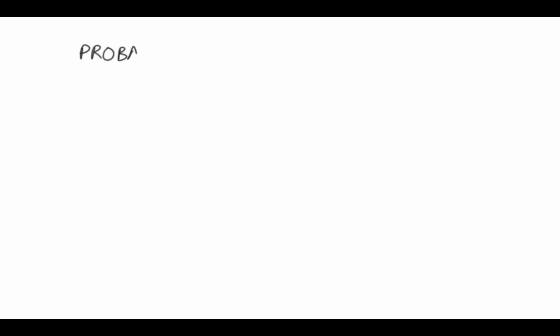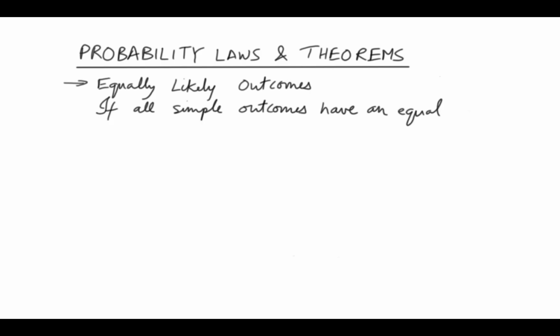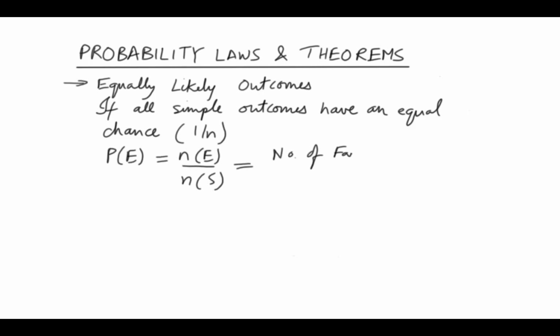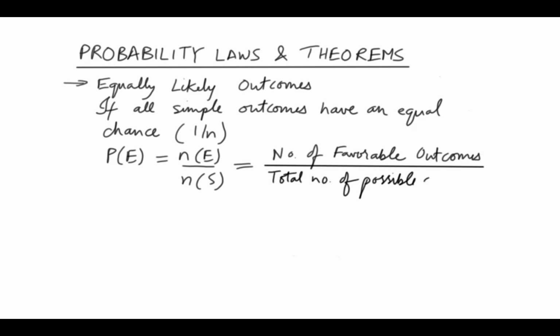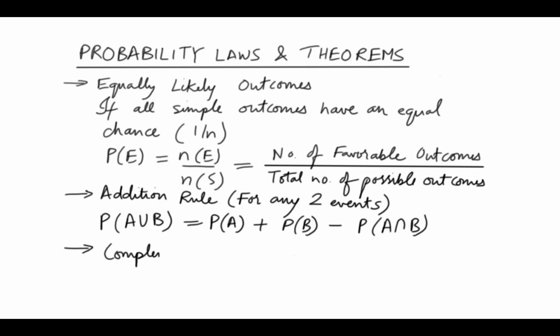Now some key probability laws and formulas, some theorems. So let us put this theory into practice with our core calculation laws. When outcomes are equally likely, meaning every single point in our sample space has the exact same chance of happening, the probability of an event is simply the number of favorable outcomes divided by the total number of possible outcomes. But what if the events overlap? The addition rule states that for any two events A and B, the probability of A union B equals probability of A plus probability of B minus their intersection, probability of A intersection B.